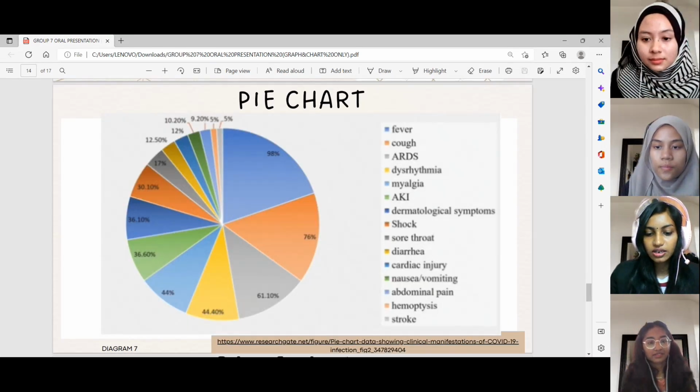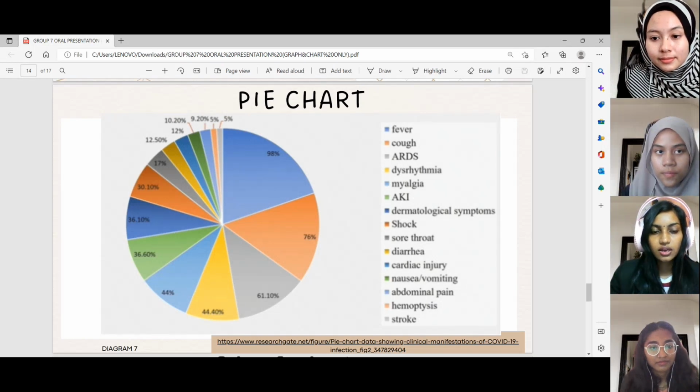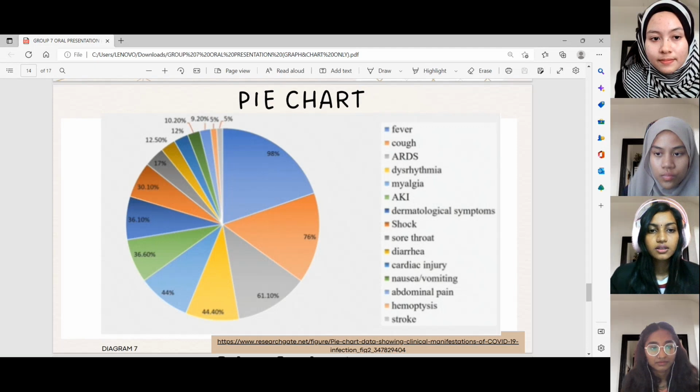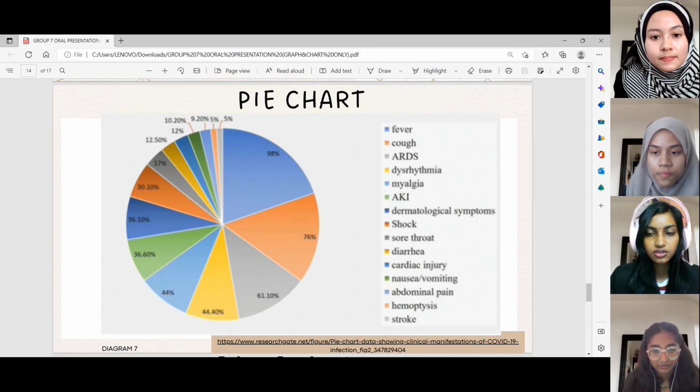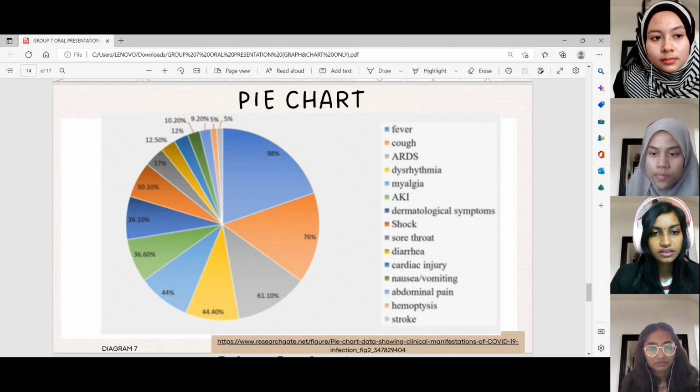My name is Kamleshwari Gunalan and I'm the fourth presenter. I chose a pie chart as my first graph. The pie chart above shows the percentage of clinical manifestations of COVID-19 infection. The survey aims to investigate the symptoms of people affected by COVID-19. The title of this pie chart is Clinical Manifestations of COVID-19 Infection.